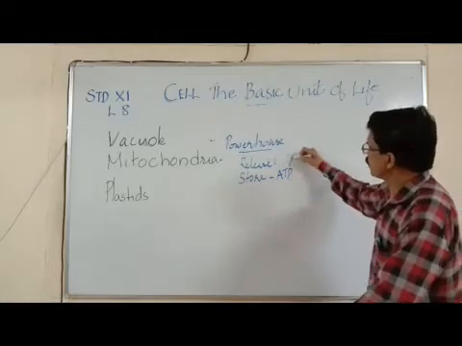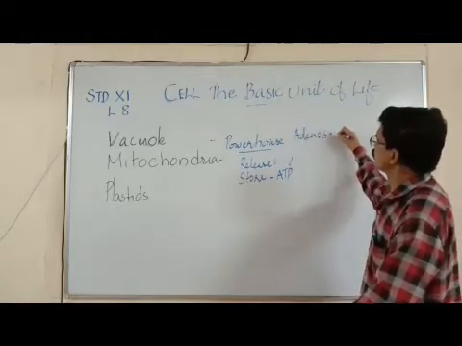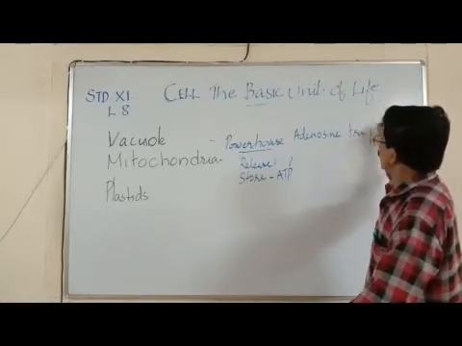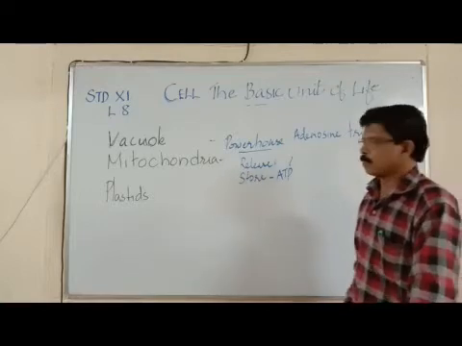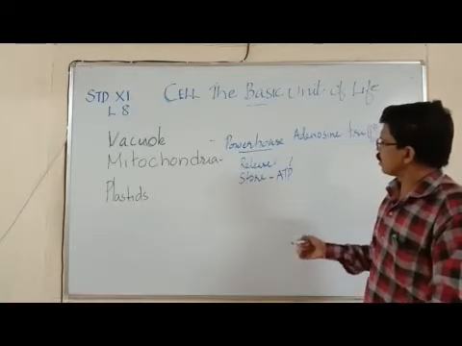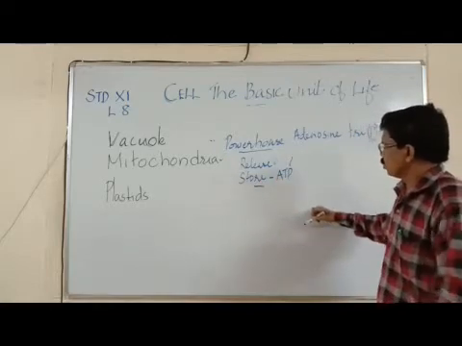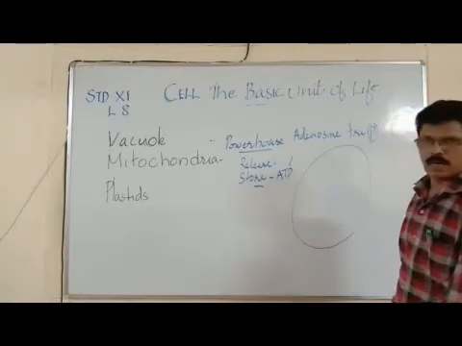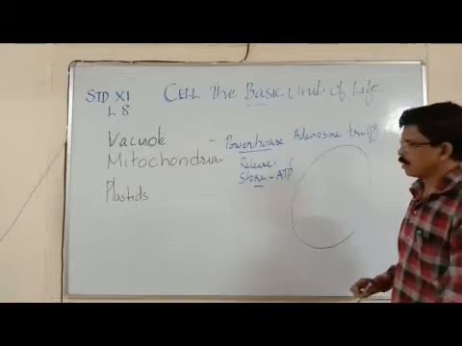What is the full form of ATP? Adenosine triphosphate. So the powerhouse of the cell is the mitochondria because they release energy and store energy in ATP. You know, structurally mitochondria is an overall spherical organelle. It is a double membrane covered organelle.